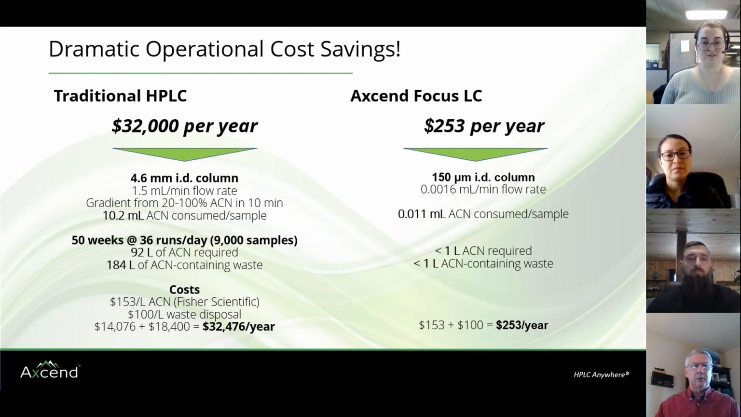I would also note that to run a normal LC, much as Natalie just described, a regular 4.6 millimeter column, you're going to use something like 92 liters of acetonitrile a year, and generate about 184 liters of waste per year. We're actually going to generate something like a liter over that entire time. So your savings are going to be tremendous.